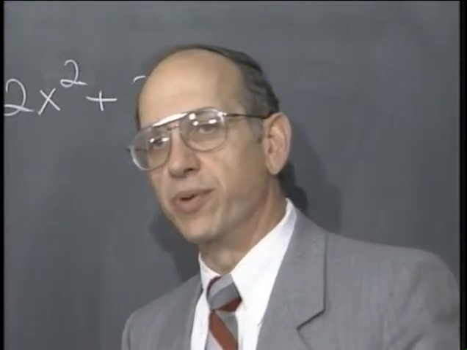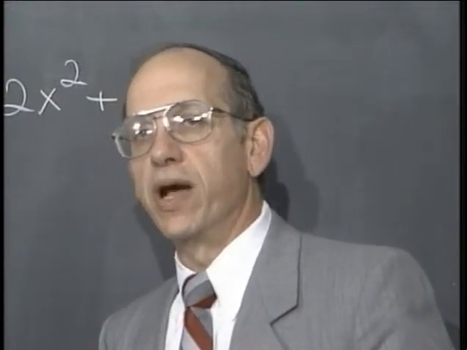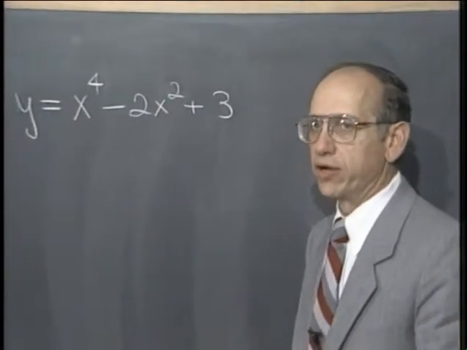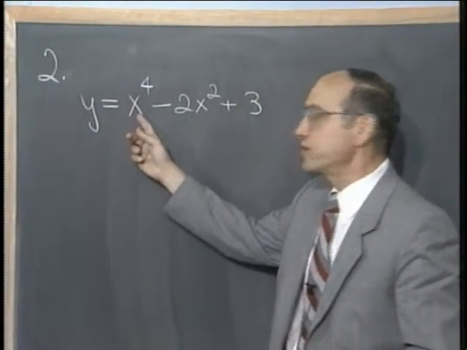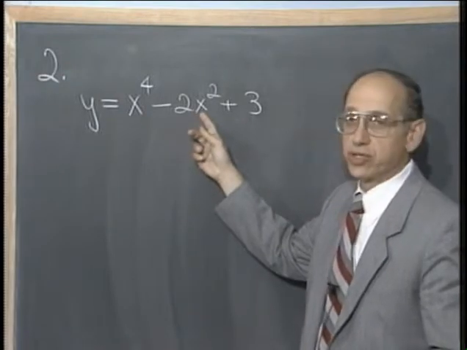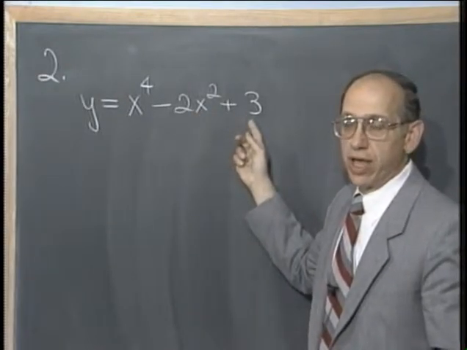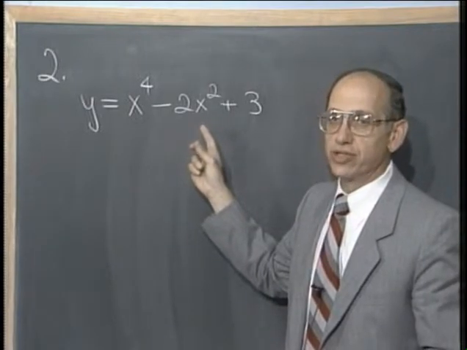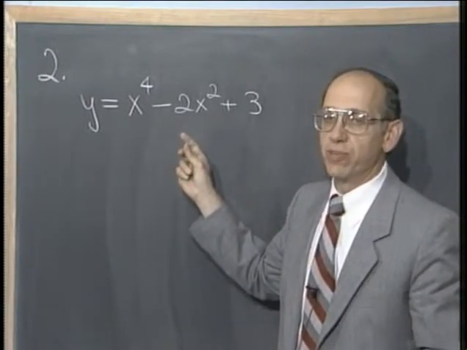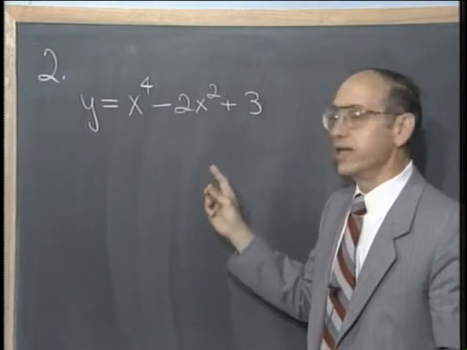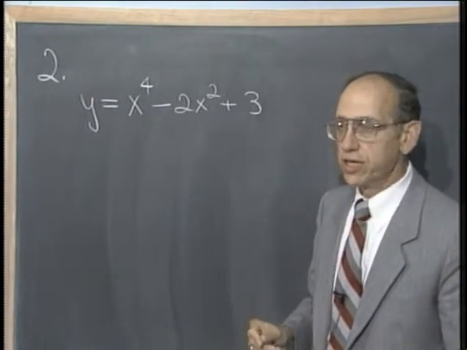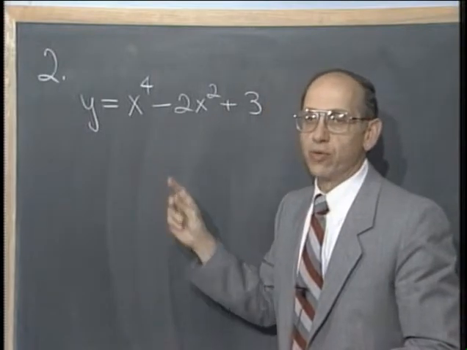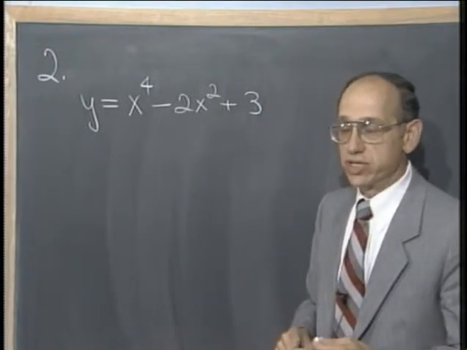As a second example, let's look at another polynomial, this time a fourth degree or quartic polynomial. y equals x to the fourth minus 2x squared plus 3. And once again, the study guide says, follow the directions that we used in example 1. So part A is to find the critical points. Again, this is a polynomial. The critical points are found where the derivative is equal to 0.